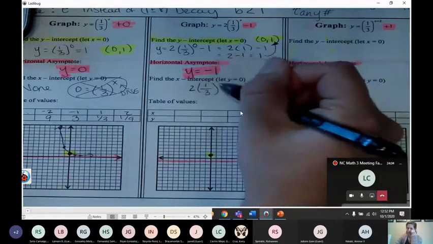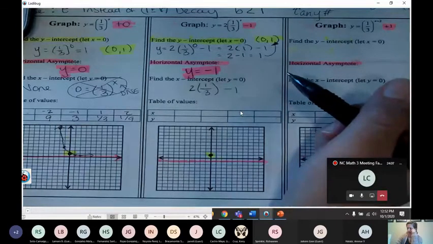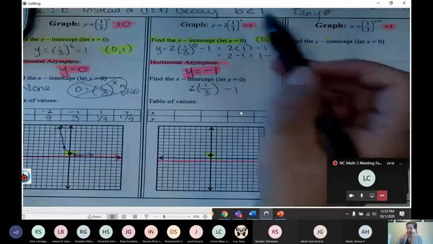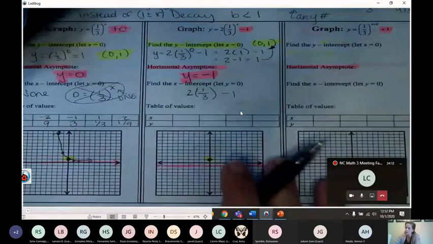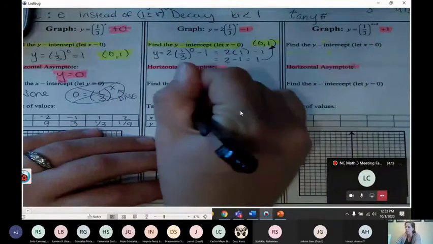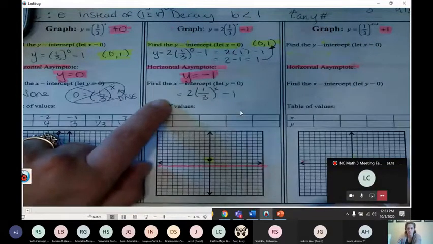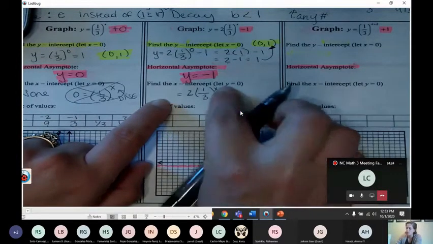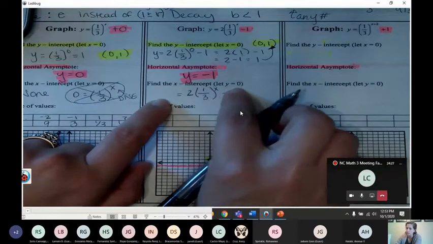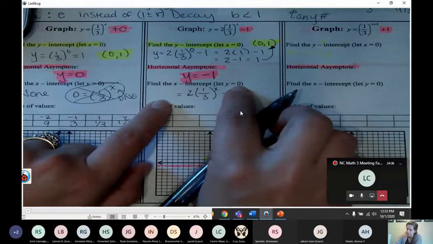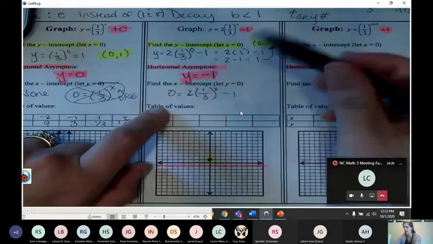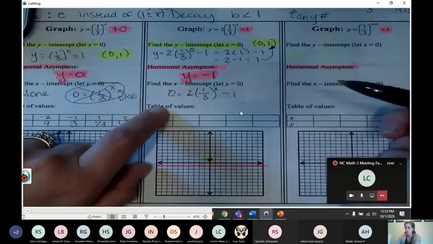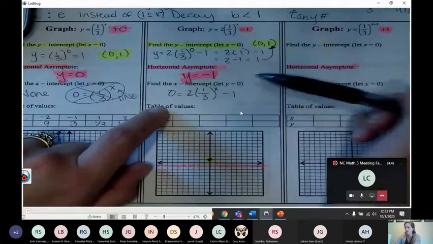What's the power of this? X. Yeah, perfect. And then what are we setting it equal to? What number goes here? Y. But we're turning it into y is, what number is this? A 0. Yeah. Okay, so this says let y equal 0. So we're replacing the y with a 0, and we're trying to solve this.